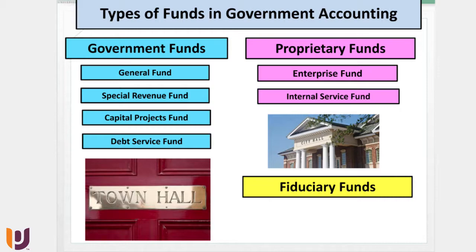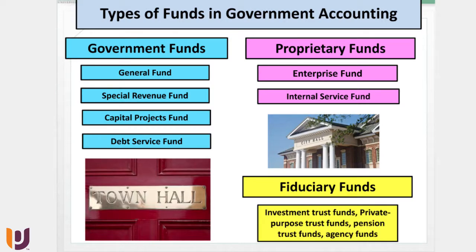The third category is the fiduciary fund. Fiduciary funds account for assets held in a trustee capacity for external parties. These include investment trust funds, private purpose trust funds, pension trust funds, and agency trust funds.